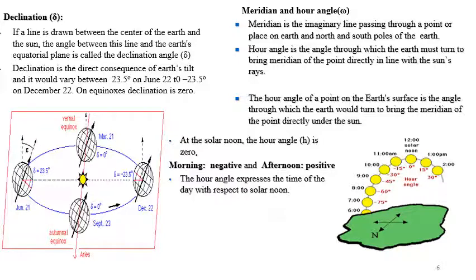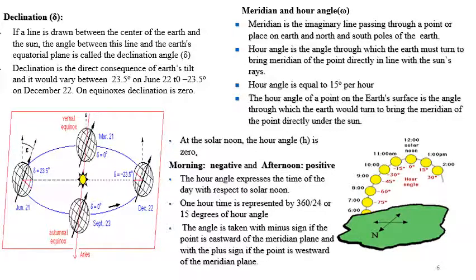The hour angle expresses the time of the day with respect to solar noon. So 1 hour of time is represented by 360 by 24, or 15 degrees of hour angle. The angle is taken with the minus sign if the point is eastward of the meridian plane, and with the plus sign if the point is westward of the meridian plane.